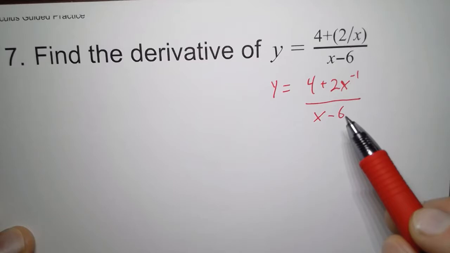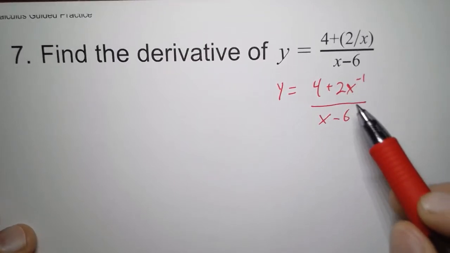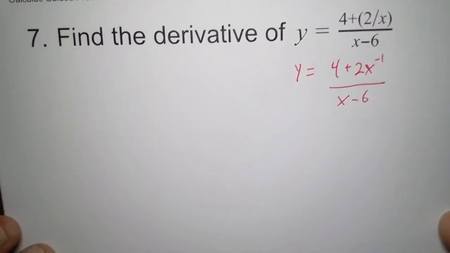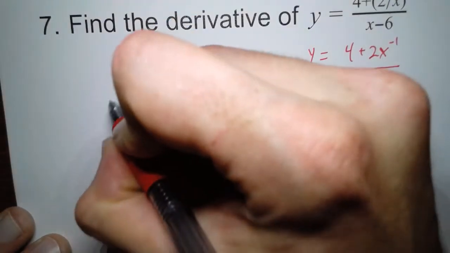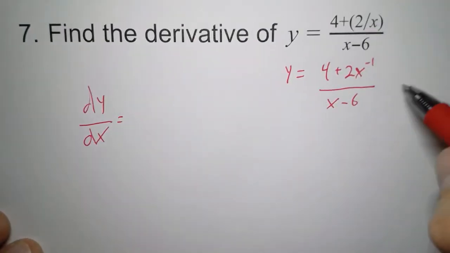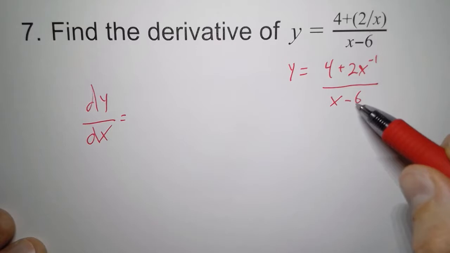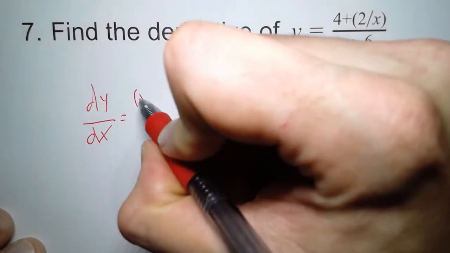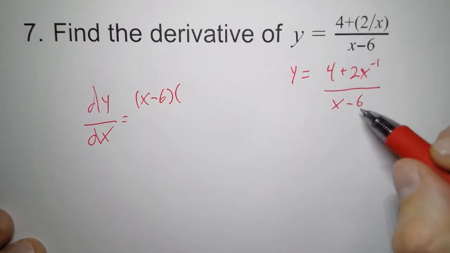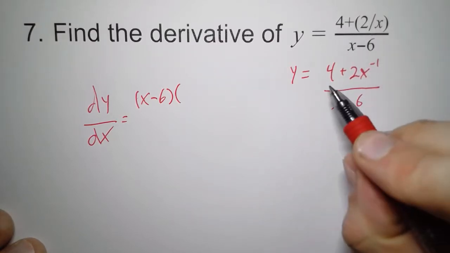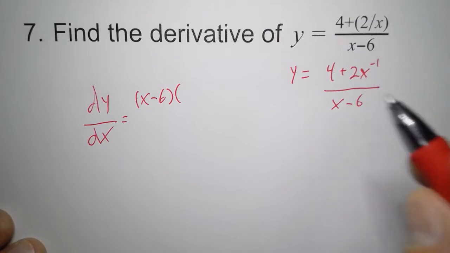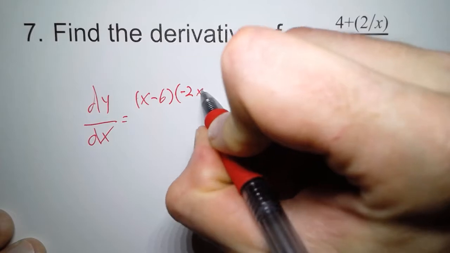Now, what we'll do is we'll find the derivative of this, and then we'll algebraically remove the fraction within a fraction. So the derivative, dy dx, so we still follow low d high minus high d low. So derivative of the top is x minus 6. Bottom is x minus 6 times the derivative of the top. The 4 goes away. The 2x minus 1. The minus 1 comes down, so it's minus 2x to the negative 2.